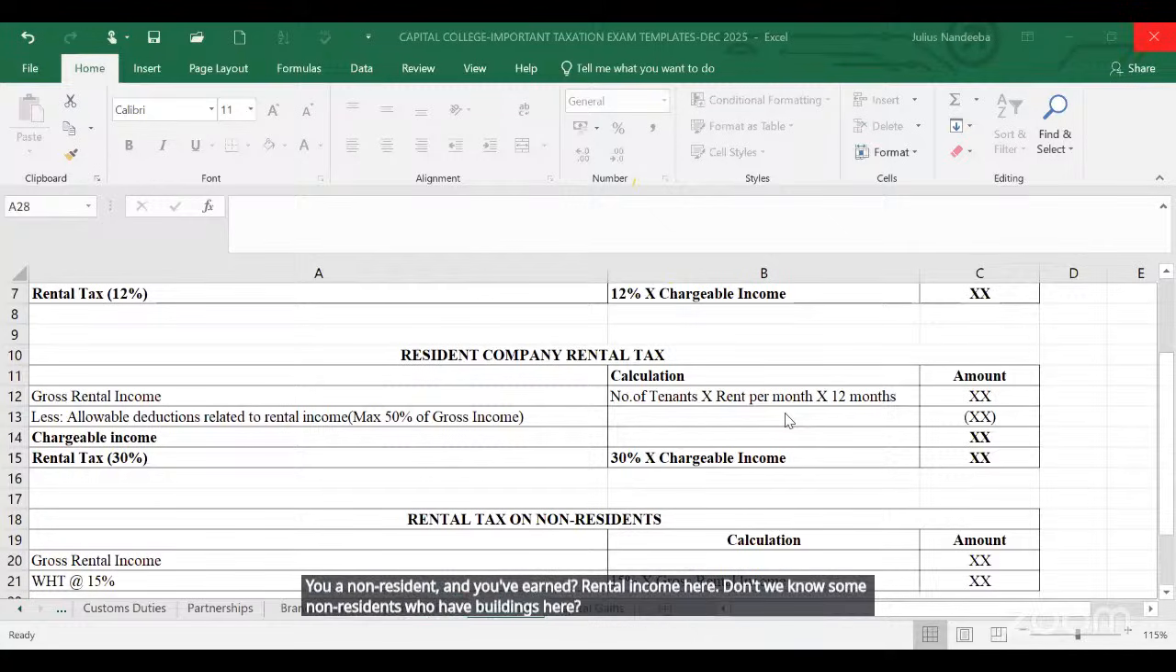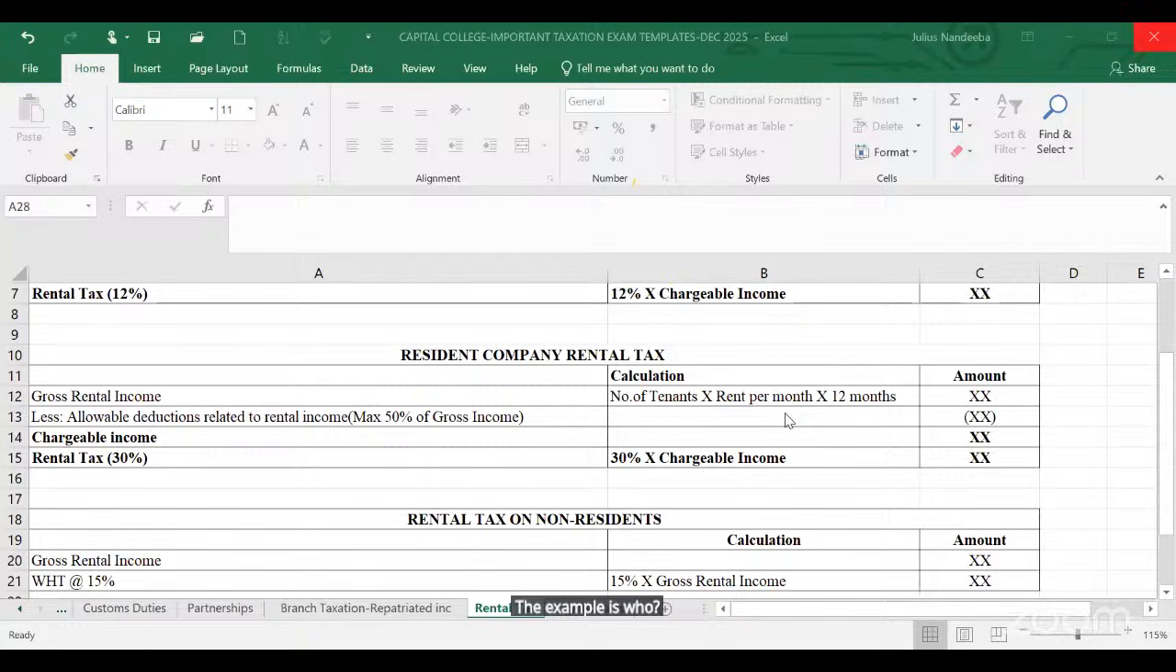Hey, example is who? Sudhir is a non-resident. Ah, Sudhir is born here. Sudhir is a double resident. He's more even of a resident than you are.